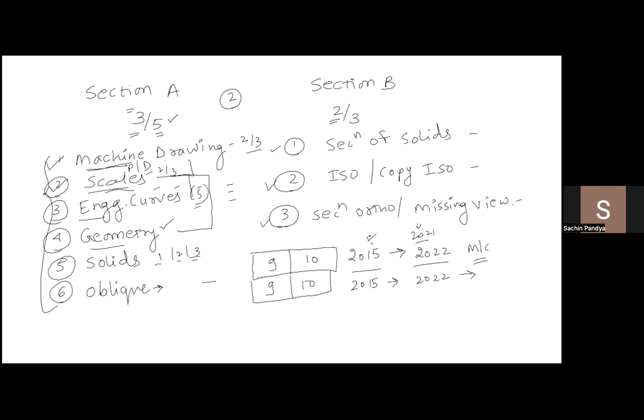Then you come to section 2. Now in this also, you see which topic you want to do. If you want to do this topic, section of solids, then you do all the sums from 2015 to 2022. So that will give you a rough idea whether you know or not. And in this, you do two to three sums fair. If you're doing isometric, same. Copy iso, same. Section ortho, this topic. So this you see last few years board papers from 2015 to 22, that would be more than enough.